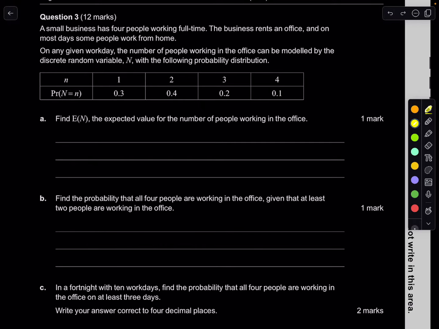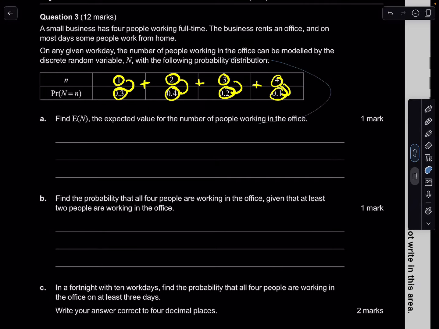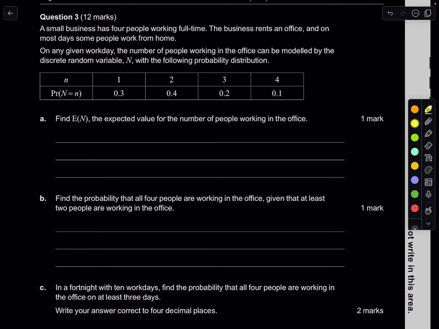So find E of n, the expected value for the number of people working in the office. Easy, let's do that. So remember how to find the expected value of a probability distribution table? It's so easy because it's just multiplying n by the probabilities and adding them. You multiply n by their respective probabilities. So E of n is basically going to be 1 times 0.3 plus 2 times 0.4 plus 3 times 0.2 plus 4 times 0.1.